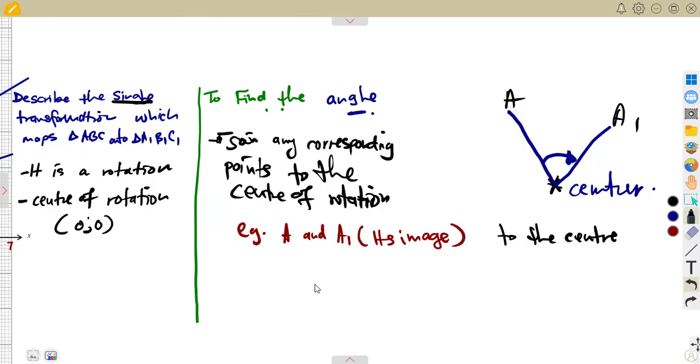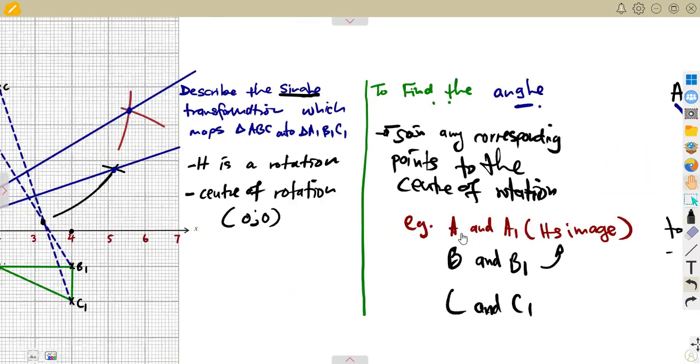So you can also do the same with B and B1, which is the image, to the center. You can use C and C1. It's your choice, just any. So as you can see, guys, if I have A to the center and A1 to this, I can measure this angle. So you have to measure the angle at the end. So that's what I'm trying to say.